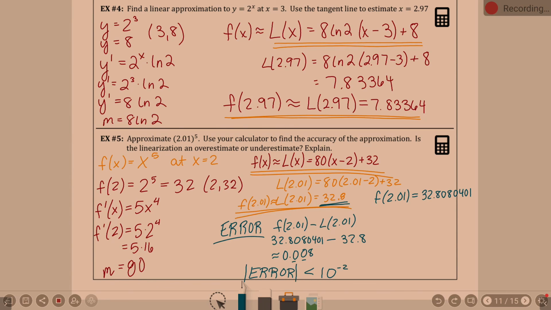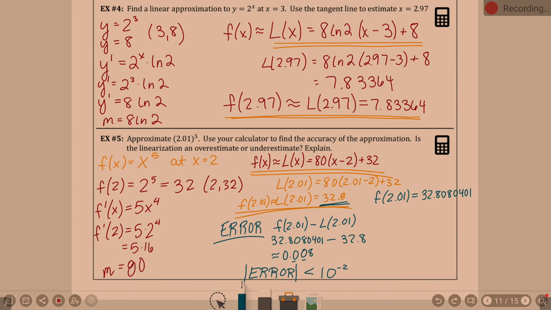Now, that was used to find the accuracy of the approximation. Is this an overestimate or underestimate? This is an important concept to understand. And in order to know if it's an underestimate or overestimate, I guess we can look at right here the actual versus the approximation, the estimate, right? And the fact that it's obviously slightly bigger, right? Or wait, no. Smaller. Sorry. Struggling. Okay.